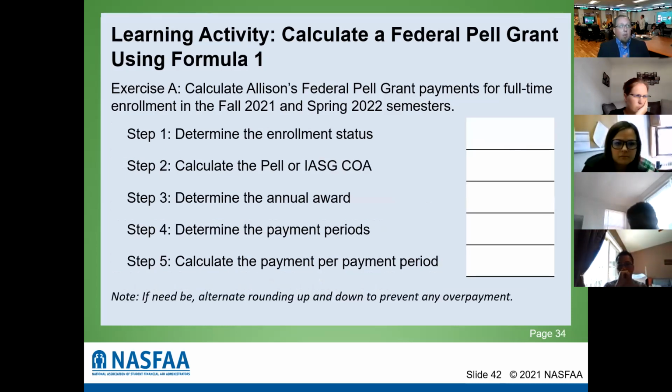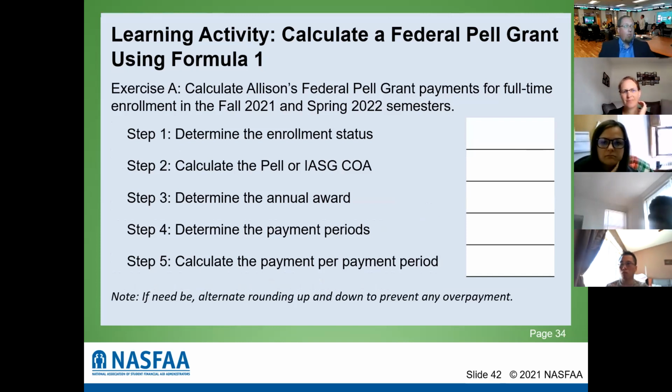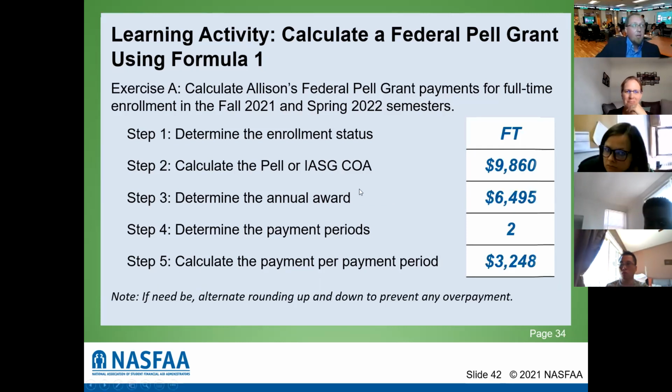So just looking at this really quick, and this is what I always say, look at what we can actually do: calculating it for the full-time enrollment and then the spring of 2022. So you determine the enrollment status. Looking at this, we knew in the fall of 2021 you had to calculate it out. So I'm going to show you some of the things here and we're going to go over those numbers. Again, the student was full-time.